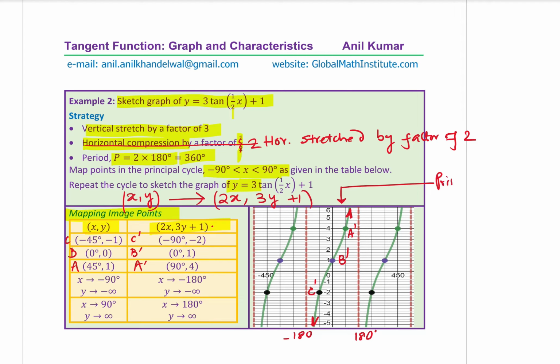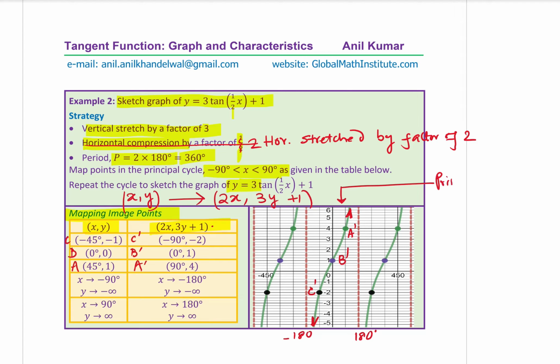You can repeat this cycle to draw the entire graph of a tangent function in the given domain. In this case, it is a general equation, so we have just drawn 3 cycles, as you can see here, repeating what we initially got. Perfect. So that is how you can easily sketch the graph of a tangent function. Now let's look into the next example, which is to sketch the graph of another function. It is for your practice.